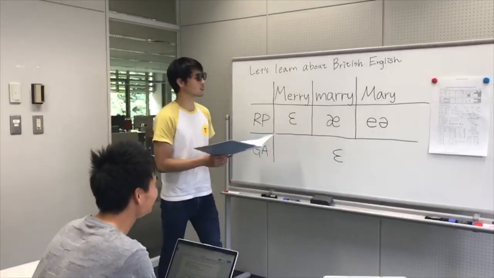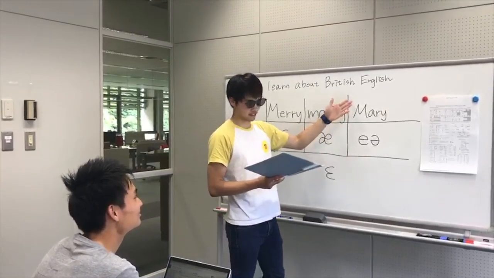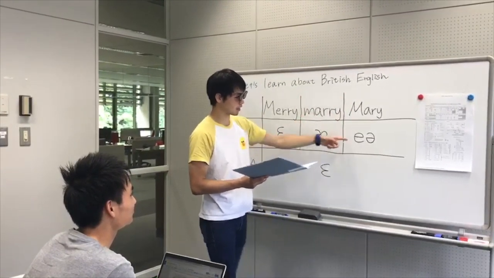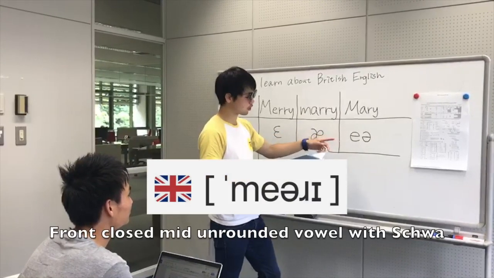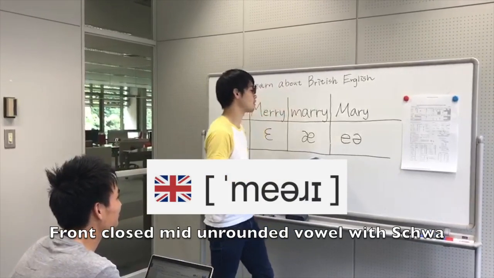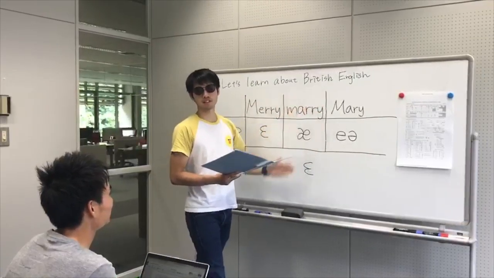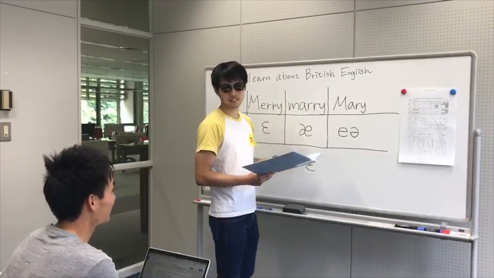Next, the last one is Mary. This is a diphthong, as you can see. And this is a front, close-mid, unrounded vowel. Mary. Right.